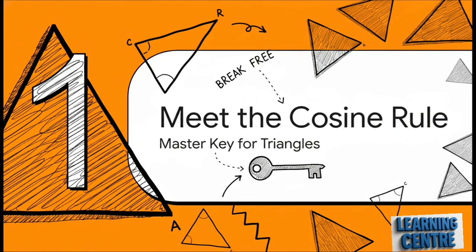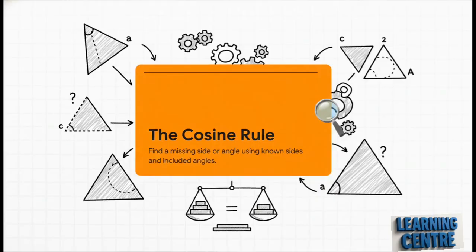Starting off with Section 1, meet the cosine rule, the master key for any triangle. It's time we finally break free from relying entirely on right-angled triangles. So, what is it? The cosine rule, which by the way is sometimes called the law of cosines, is the ultimate link between the three sides and one angle of literally any triangle. You can kind of think of a triangle like a closed system. If you know certain pieces of that system, the cosine rule lets you calculate the rest of it. Specifically, it steps in to save the day in two particular scenarios: when you need to find a missing side or when you're hunting down a missing angle.